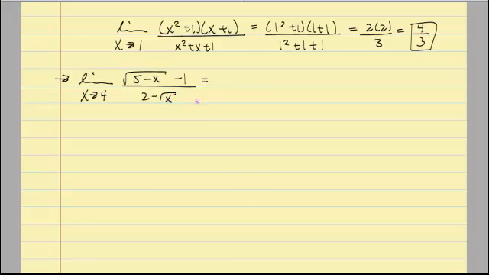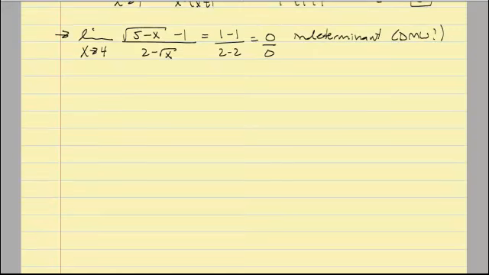Of course, we plug directly in. 5 minus 4 is 1. Square root of 1 is 1. 1 minus 1 will be 0 here. 2 minus the square root of 4 would be 2 minus 2, which is 0. This is indeterminate. And of course, indeterminate means to do more work. Well, let's look at algebra here. Let's look at rewriting this and simplifying it.